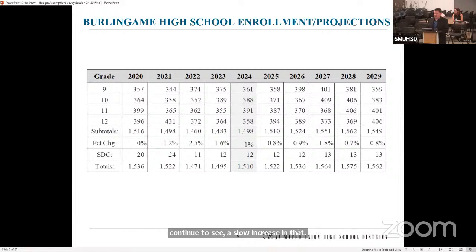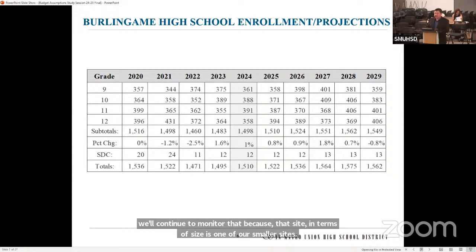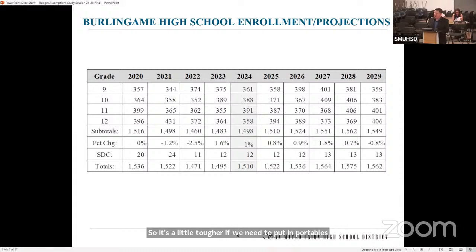So we'll continue to monitor that because that site, in terms of size, is one of our smaller sites. So it's a little tougher if we needed to put in portables or other potential options. We have less space to put that in at that site.